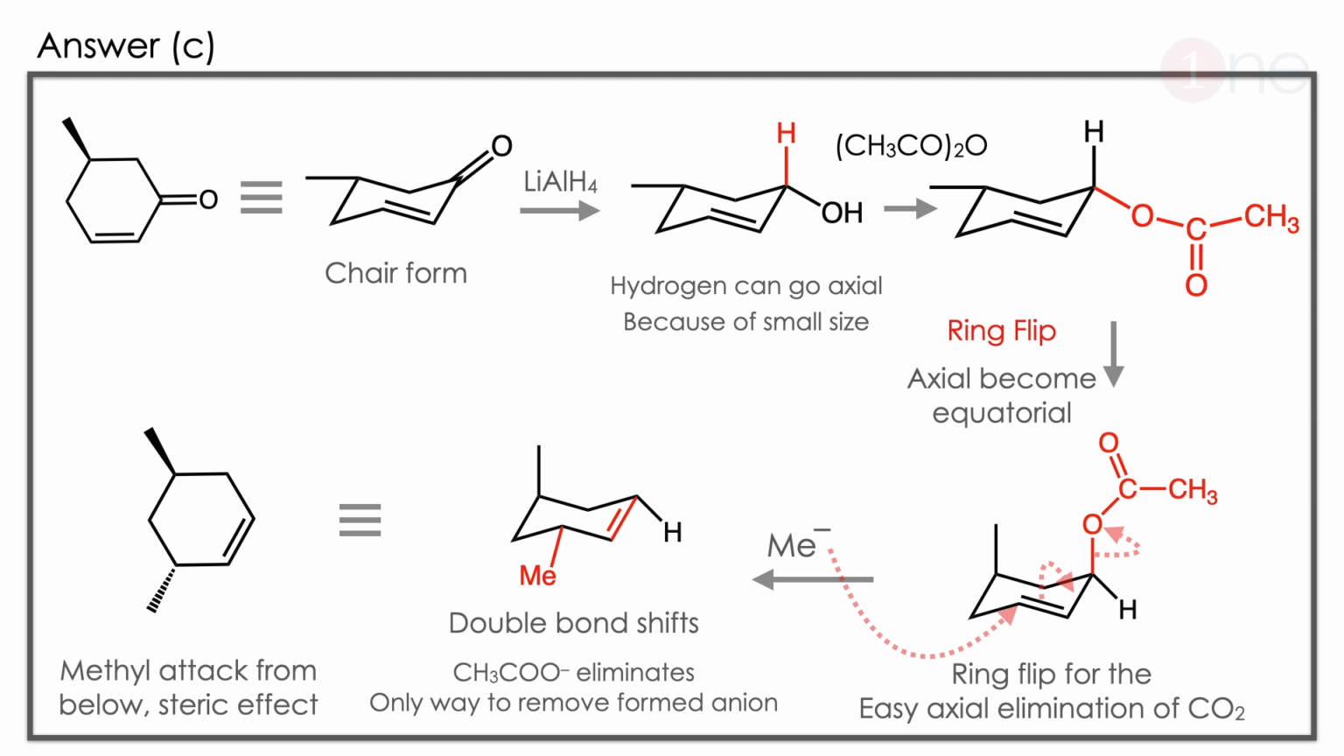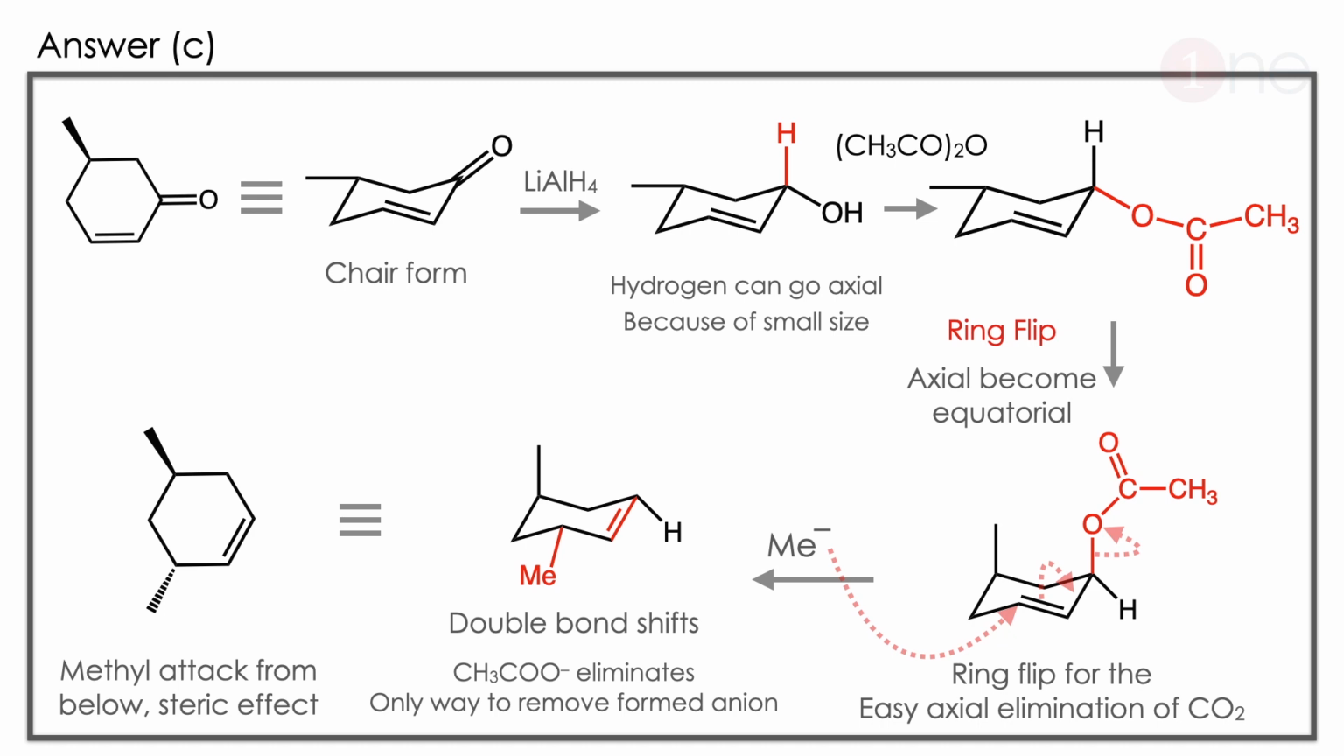Why are we writing this one? Because of the easy elimination of CO2. Axial will be the easy elimination, that's why we are writing that. Then we are using the copper methyl. So methyl attacks, the double bond switches, CO2 leaves. Here you have to know why CO2 leaves: because we cannot stabilize the carbanion anyway, only CO2 leaves and forms the neutral one.